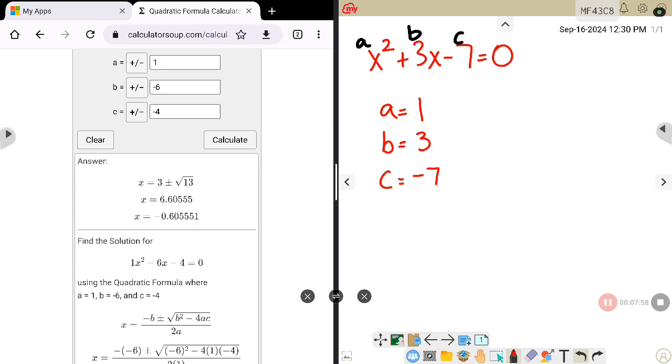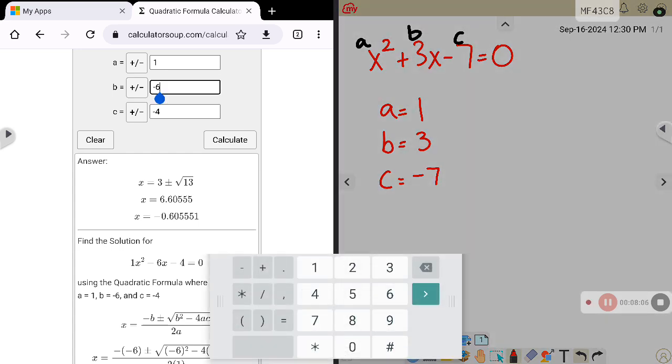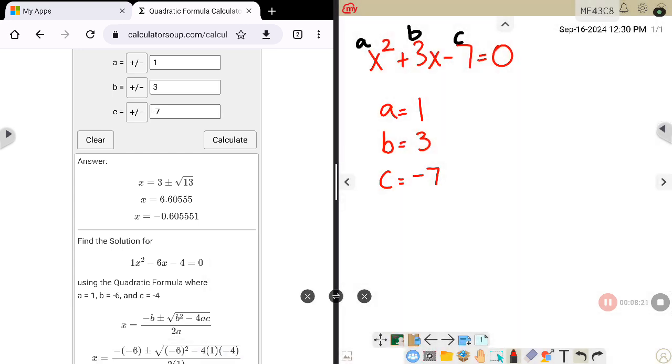So we'll come over to our quad calculator and input our new numbers. So a is still 1. B, we'll change that to 3. And C will be -7. And then we'll calculate.